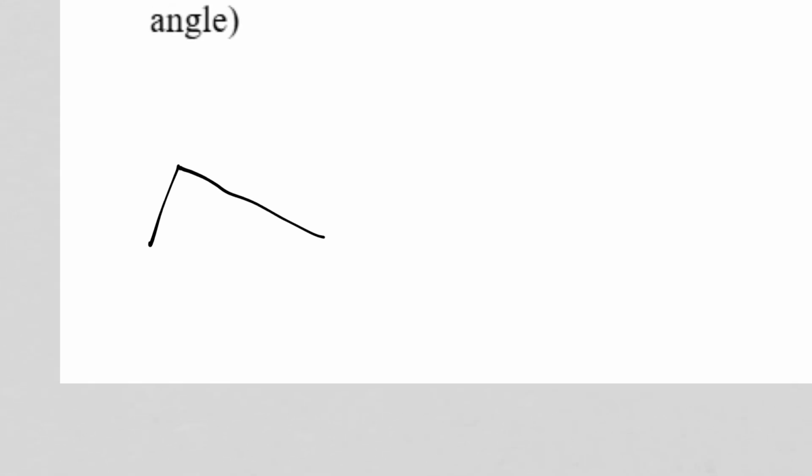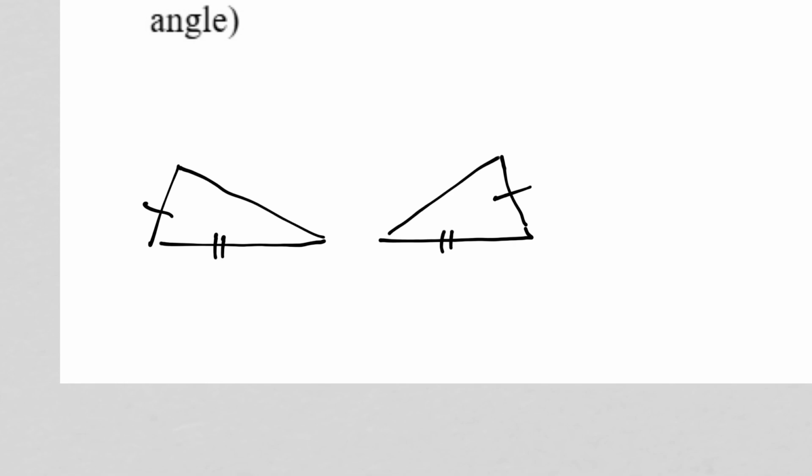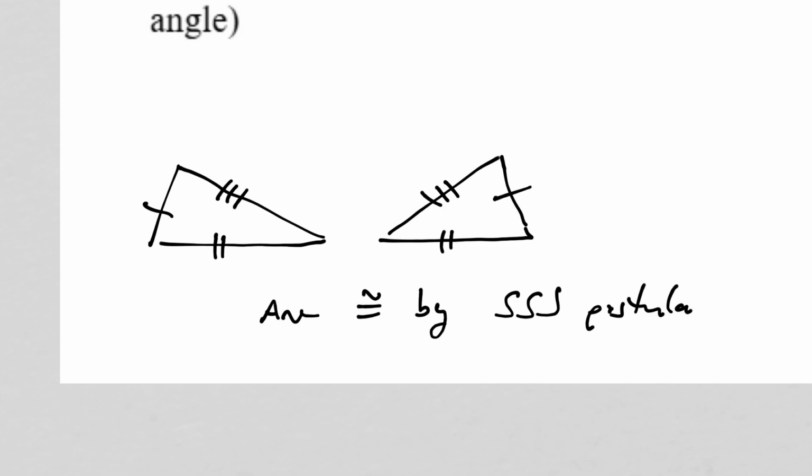What SSS means is that if you have 2 triangles and they may look congruent, one might be a sort of a backwards version of the other, so it's hard to tell. But if you know that the short sides are equal to each other and the medium sides are equal to each other and the long sides are equal to each other, then we can say that these triangles are congruent by what's called the SSS postulate. And that's what SSS means.